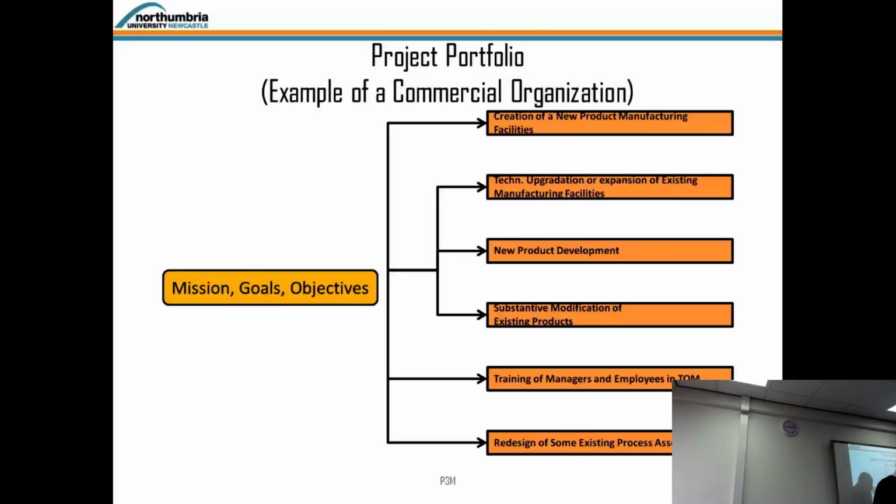Yeah, and then you have a last one, redesign of some existing process assets. So maybe making them more durable if you have some machines that are breaking down regularly, thinking about redesigning it to optimize it. Yeah, maybe in a more sustainable way. Okay, so 2 project portfolios.